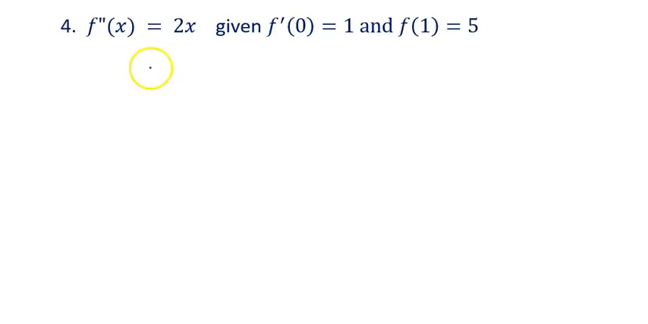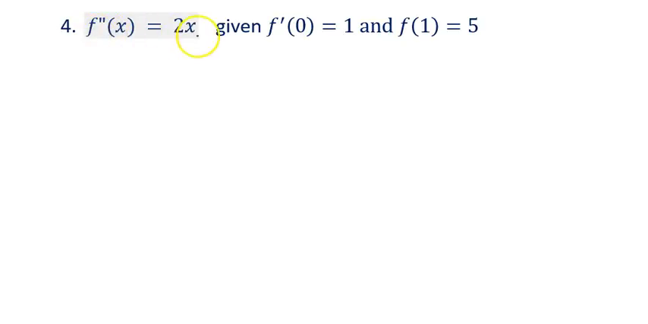Okay, for our last example, I'm going to take it a little bit further. This time we're going to start with a second derivative. They gave us information about the derivative and about the original. So I'll be able to get both the equation for the derivative and the original. I just have to do this process twice.